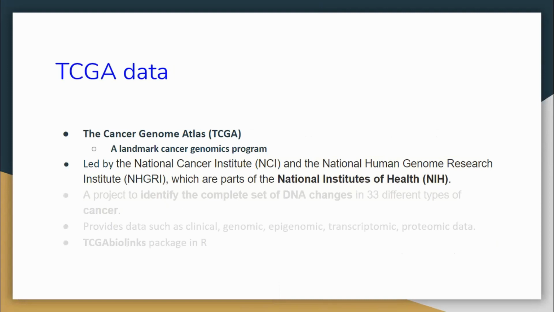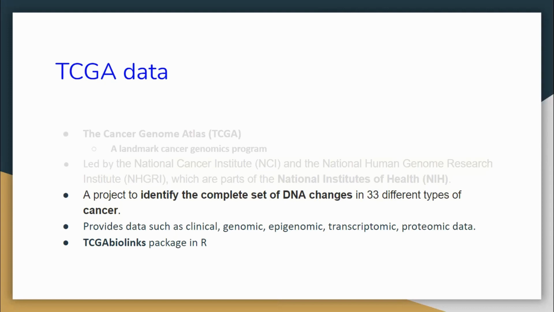In this tutorial, I use TCGA data. TCGA stands for The Cancer Genome Atlas. It is a collection of cancer data, a program led by the NCI and NHGRI, which are part of the National Institutes of Health in the US. This is a very big project, and the project aims to identify the complete set of DNA changes in 33 different types of cancer.